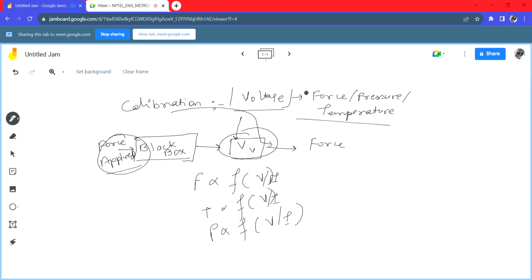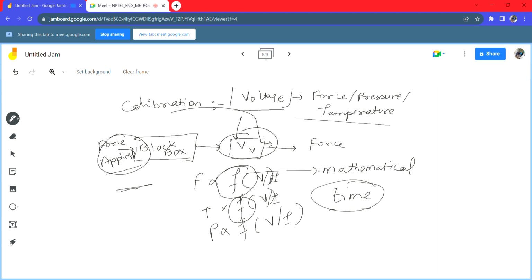Fine. So calibration means finding this function. There is a mathematical value to this function, and based on this we find the values of forces at different values of the voltage over the time. Time is a very essential period when we are understanding the physical signals. Is this understood here?